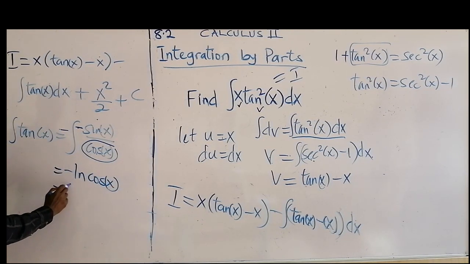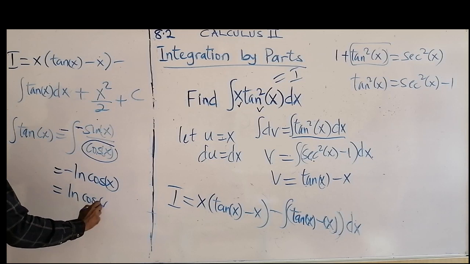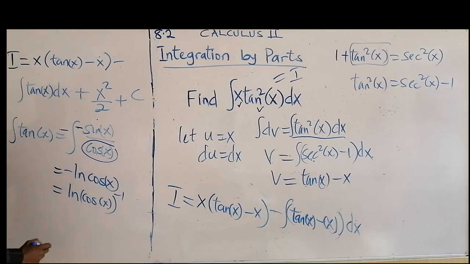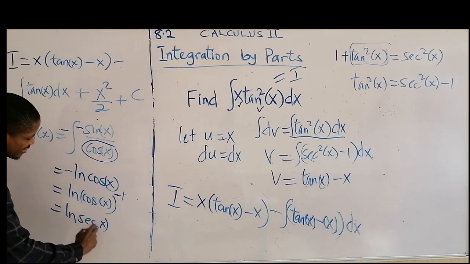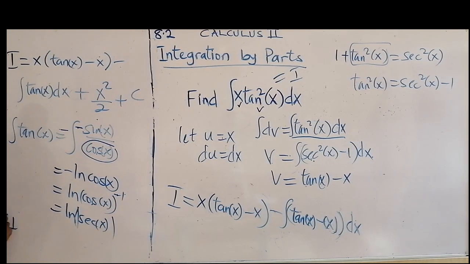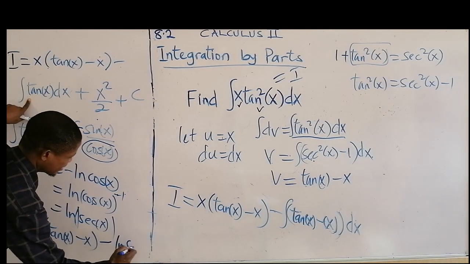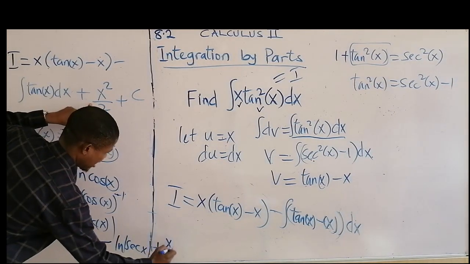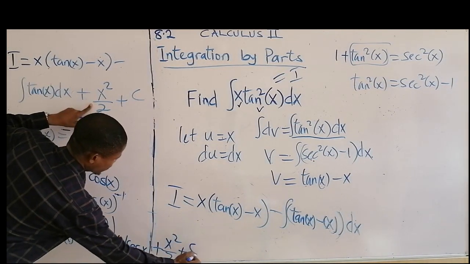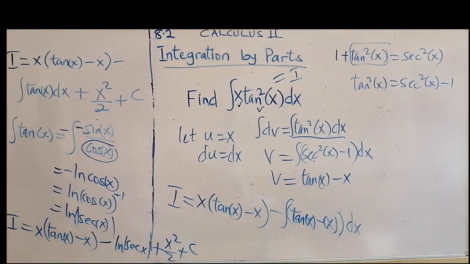And don't forget the minus to put here. So you now have what? ln of what? cos x to the power what? Minus 1. So this is 1 over cos x, and that will give us what? ln sec x. So the final answer will now become what? Will become this one. This ln sec x followed by plus x squared over 2 plus c. So that's that on this question.